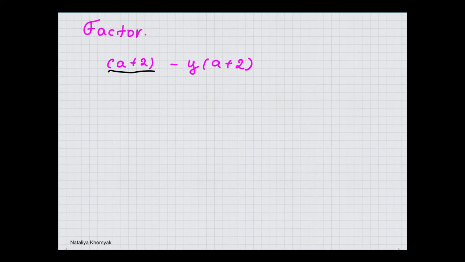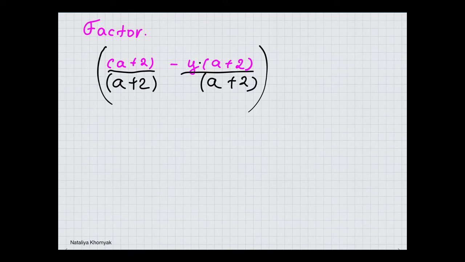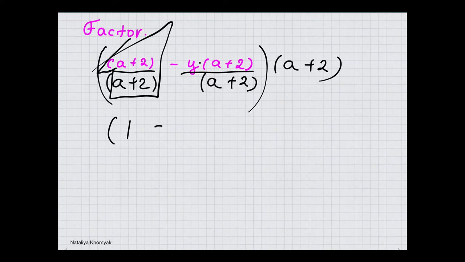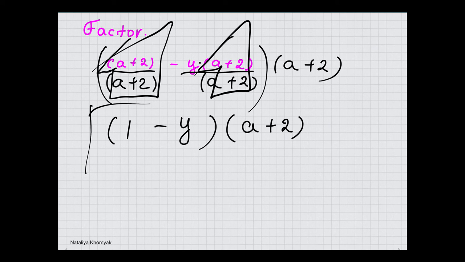Here we have this parenthesis minus y times the same parentheses. So we have two terms and we need to factor them. First step, put parentheses around it. Then out of a plus 2, out of a plus 2, whatever goes into denominators, a plus 2 goes on the outside. So something divided by itself is 1. So we have 1 minus y times something divided by itself is 1. So just y times the parentheses we have taken out, a plus 2. And this is our solution.